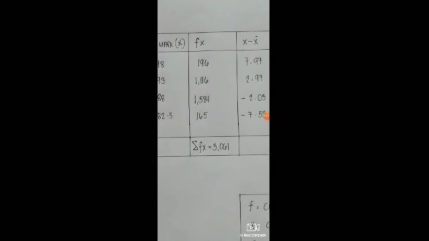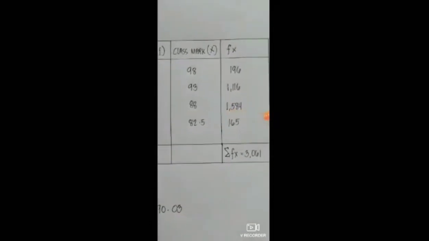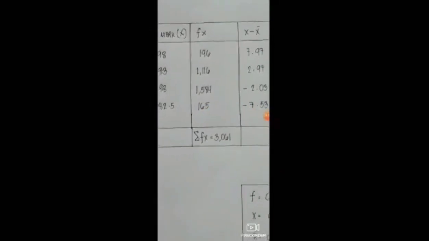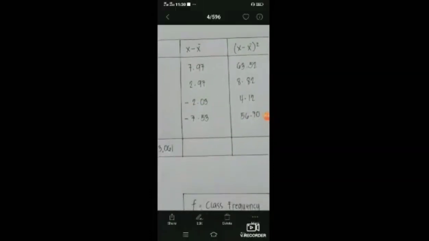So for the product of frequency and the class mark, we must multiply the frequency and the class mark. So 2 times 98 equals 196. 12 times 93 equals 1116. 18 times 88 equals 1584. And 2 times 82.5 equals 165. So we need to sum up this product of frequency and class mark. So the total is 3061. For the deviation from the mean, we must find the mean first.